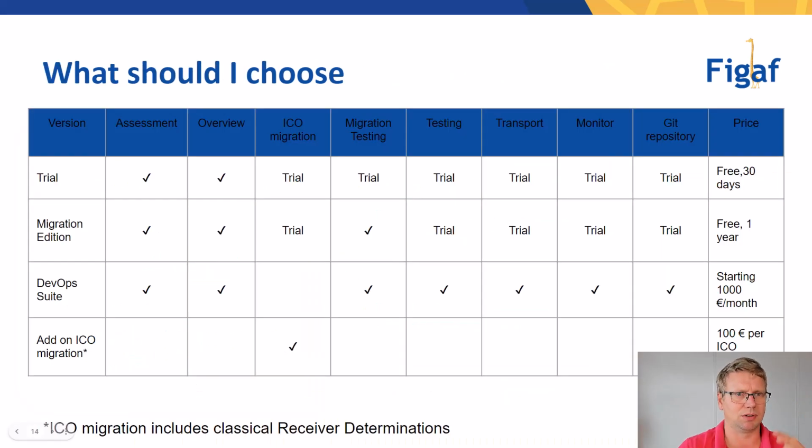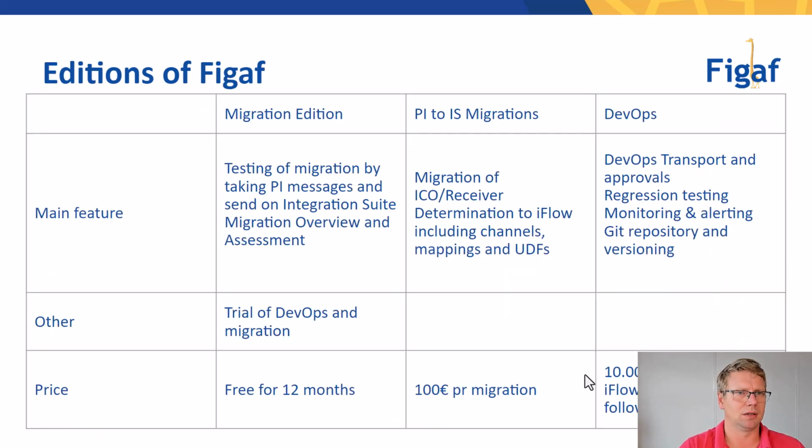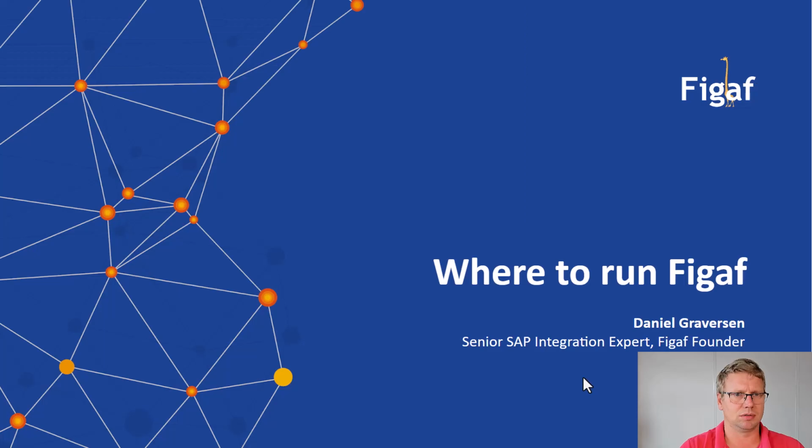We also have a lot of migrations. What license should you choose? For this, I would normally just recommend that you sign up for the trial license. If you are doing a migration, you can also take the migration edition. That will give you a little longer trial, and then hopefully you can get your company to say, okay, it is a good idea, we want the full license of Figaf. We start at €1,000 a month to run the tool and give you all of these different benefits. There are different editions.